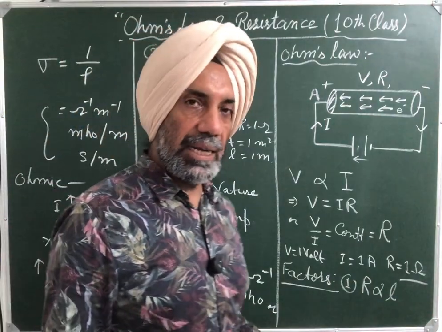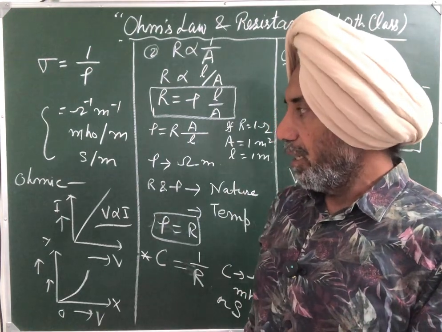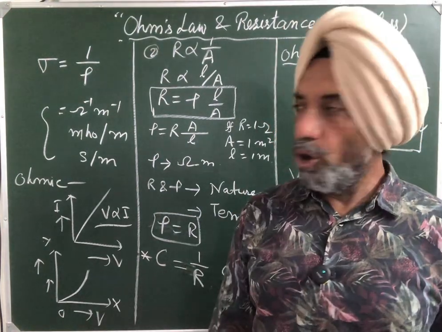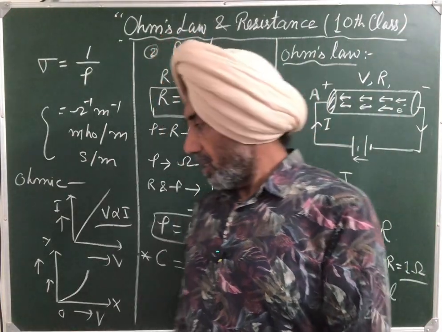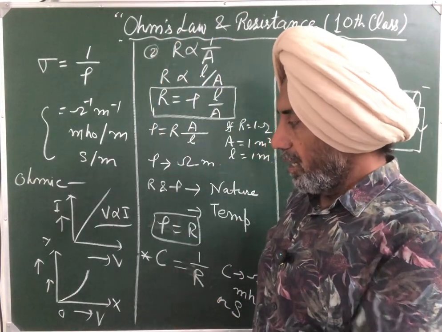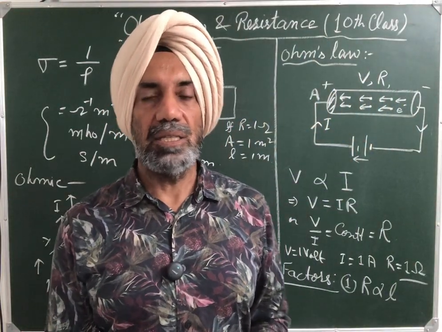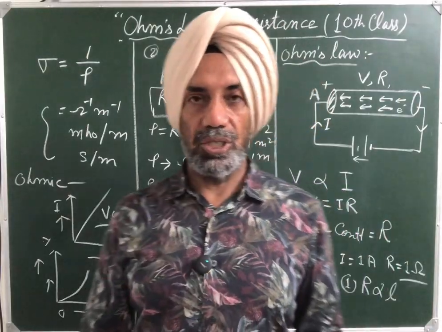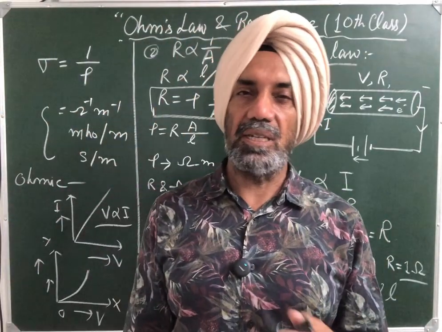Then what is conductance? Reciprocal of resistance is called conductance. Reciprocal of resistivity is called conductivity. The unit of conductance is mho or Siemens. Ohmic devices are those which obey Ohm's law; all metals obey Ohm's law. Non-ohmic devices like semiconductors and electrolytes do not obey Ohm's law. So this is all about Ohm's law and resistance. In the next video, I will discuss resistance in series and parallel.